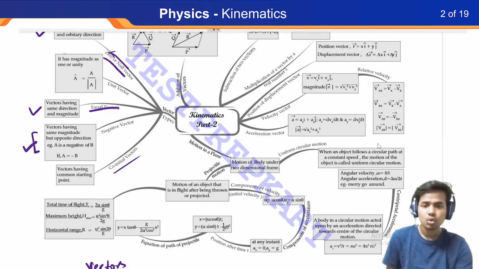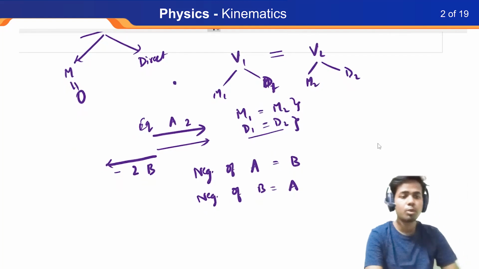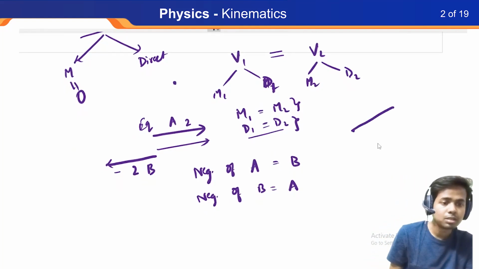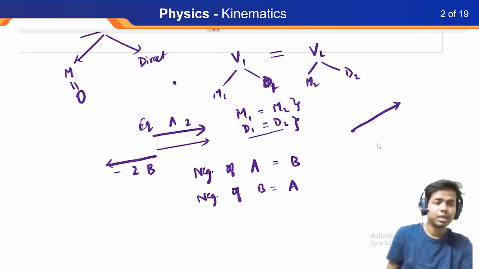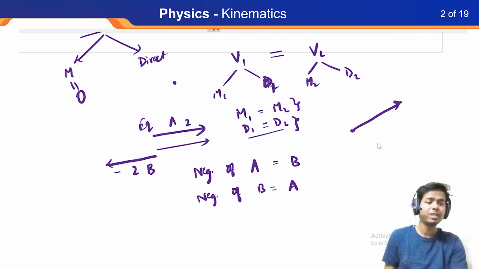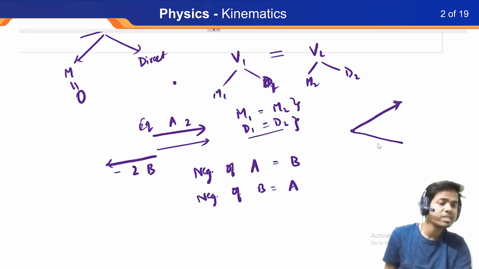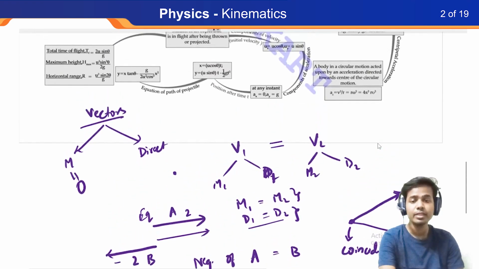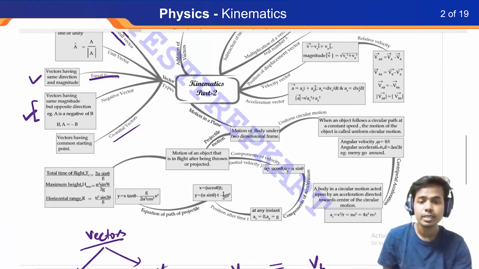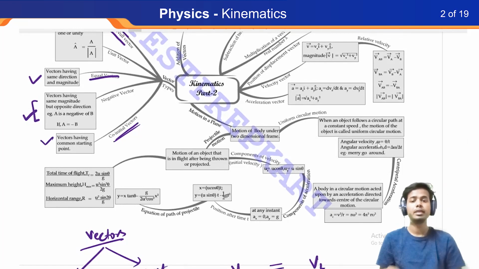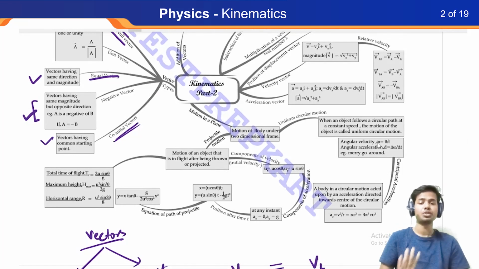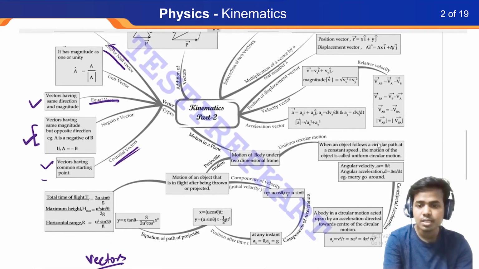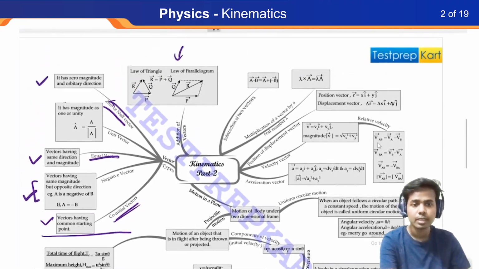Now, co-initial vectors. If you know about the graphical representation of a vector, there is this straight line. It has a tail, it has a head. Now, if there are two vectors having coinciding tails, no matter in which direction they have their heads, they will still be called co-initial vectors. Co-initial means starting from the same position. I think this is the part of kinematics which we will take later in this session.